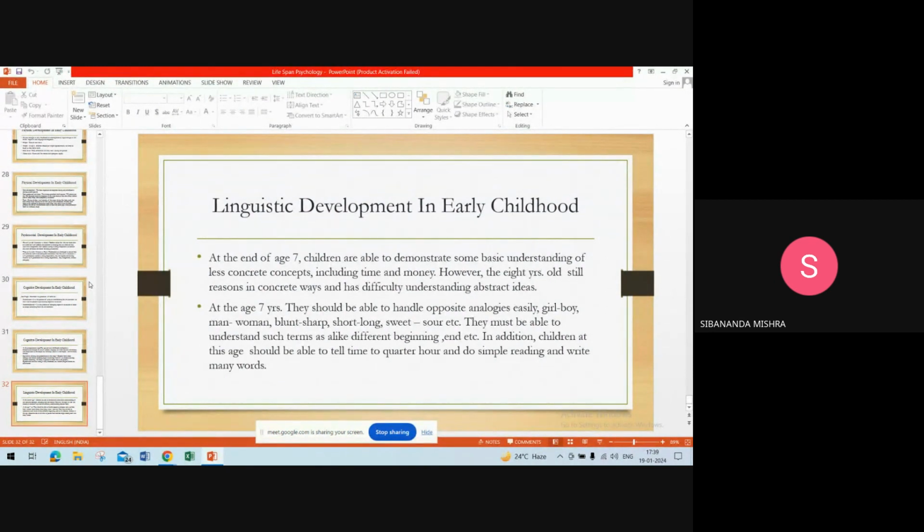J.B. Watson is a behavioral psychologist who conducted a lot of learning theory. Watson also talked about the environment, and why the environment is very important.